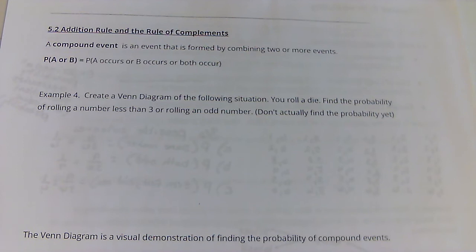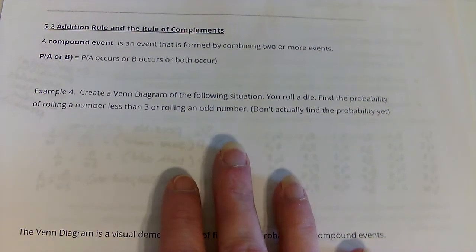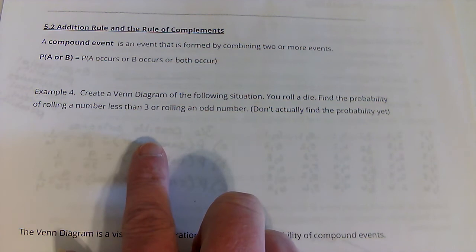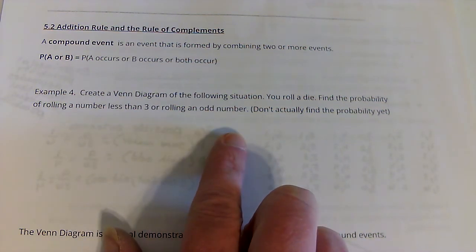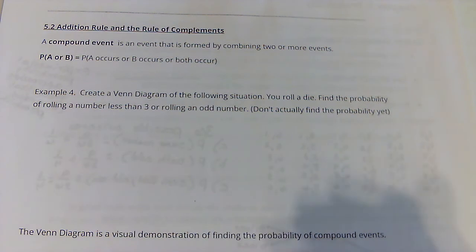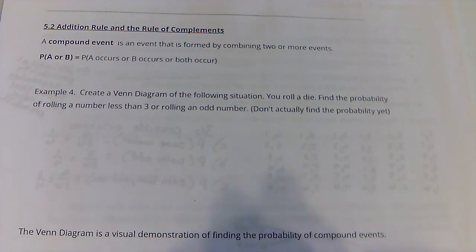So let's think about the situation. If you roll a die, find the probability of rolling a number less than 3 or rolling an odd number. First, sometimes it's helpful to use a Venn diagram. We have two situations here: numbers that are less than 3, and numbers that are odd. Now, there is an overlap there. There is a number that is less than 3 that is also odd.